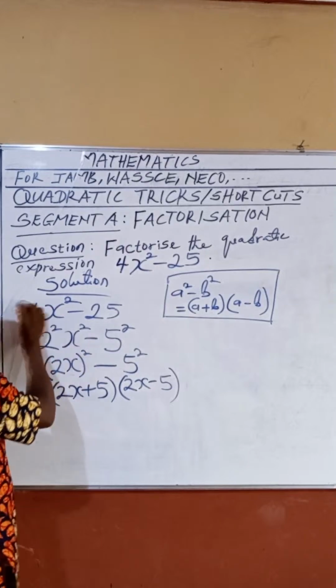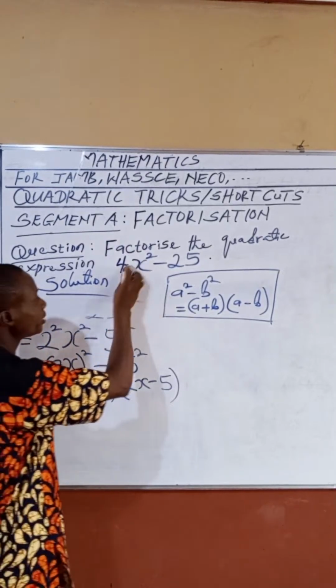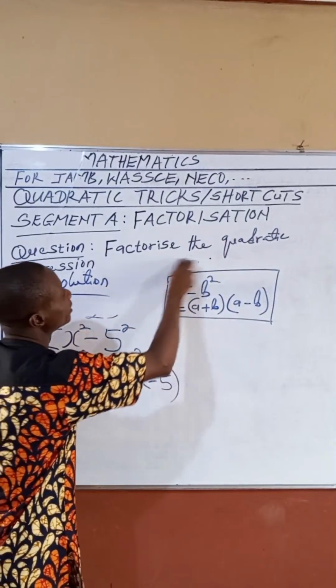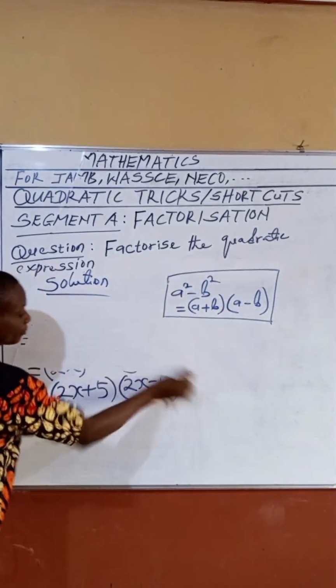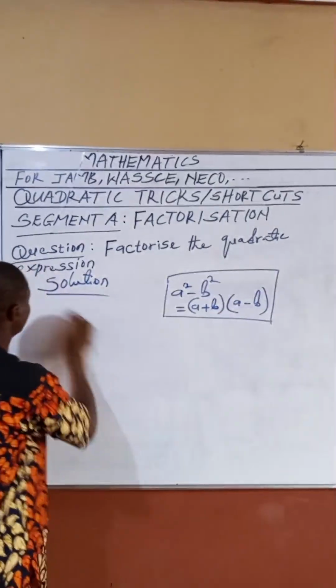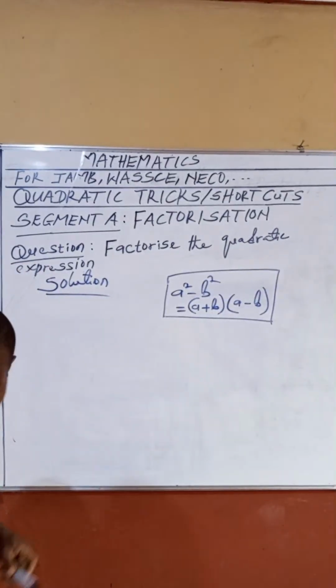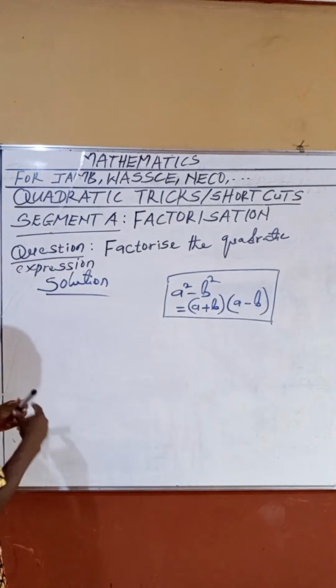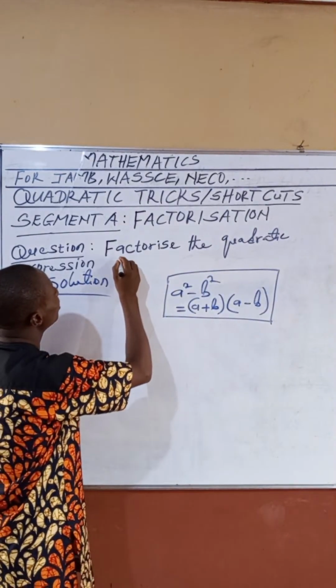Now we go to another form of difference of 2 squares. Okay, it's still another example. Difference of 2 squares. So let's look at this question here under difference of 2 squares. Yes, look at this question. Factorize the quadratic expression. Look at it.